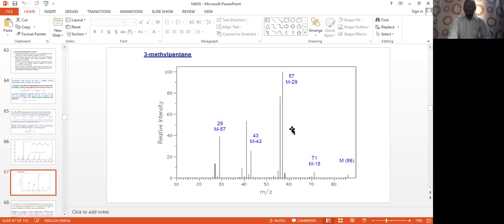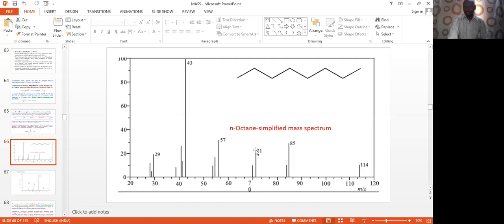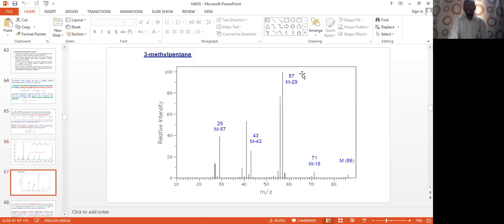Now, how to identify whether it is a branched one or a straight chain? Here you can see that M by Z values 57 and 71 are very low in intensity, whereas M by Z value 43 of the straight chain is 100%. Next, coming to the branched chain, M by Z value 57 has become highly intense, and M by Z value 43 has become very low in intensity. This is the difference between a straight chain alkane and a branched chain alkane. This way you can identify whether it is a straight chain alkane or a branched chain alkane.